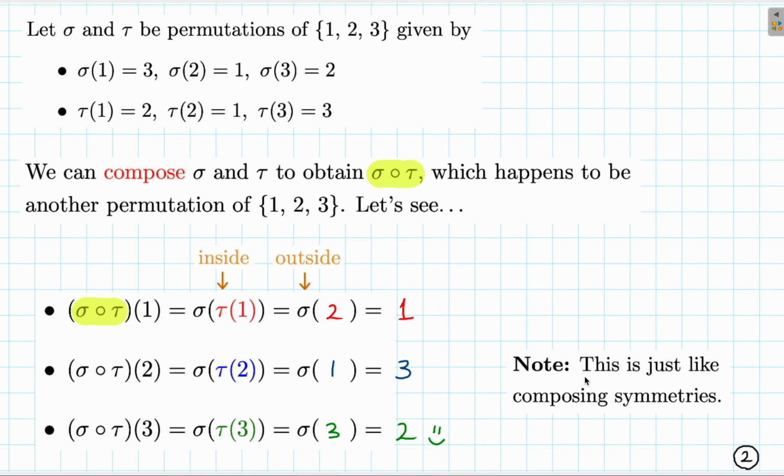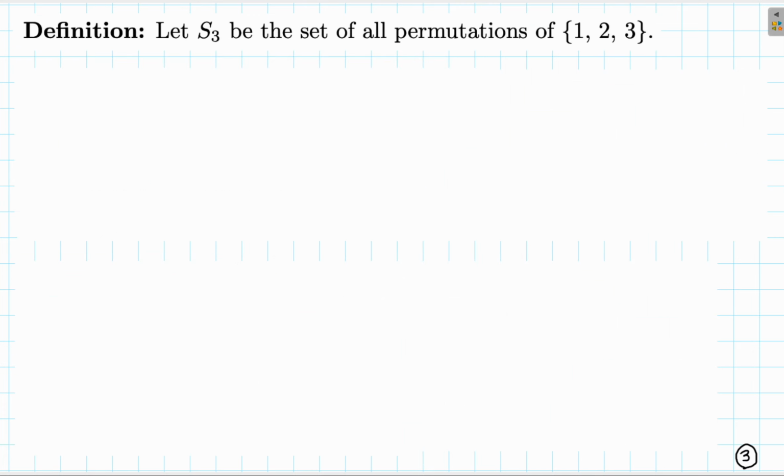I'd like to mention that this is just like composing symmetries of a square that we studied in the last lesson. Now, instead of the inputs being a square, they're just the numbers 1, 2, and 3. Just as we collected the symmetries of a square into a set called D4, we're going to collect all the permutations of 1, 2, 3, like sigma and tau that we just saw, and we'll call that set S3. The S stands for the word symmetric. S3 is often called the symmetric group.